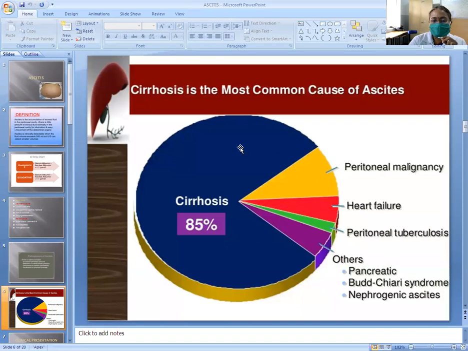In case of ascites, in 85% of patients the cause is liver cirrhosis. And then other causes contributing less: peritoneal malignancies, heart failure, tuberculosis, pancreatitis, Budd-Chiari syndrome, and renal failure or nephrotic syndrome. So these are the other rare causes. But in 85% of cases it is liver cirrhosis.